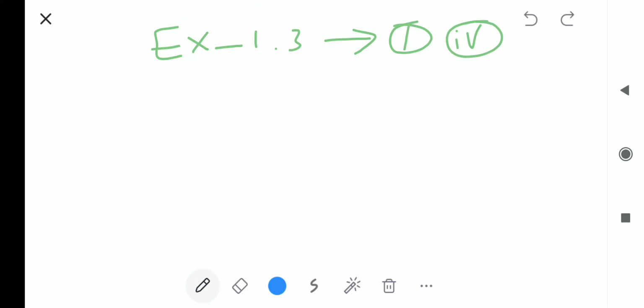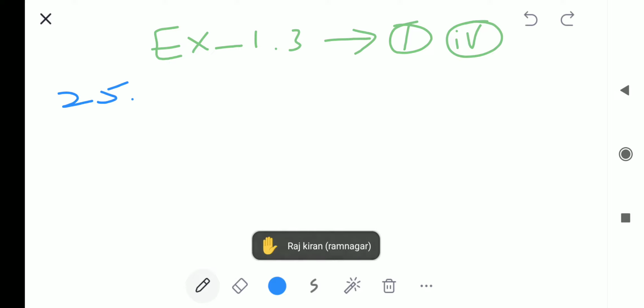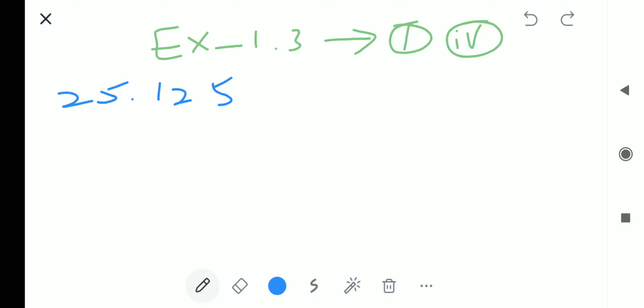The given number, children, is 25.125. 25.125 is the given terminating decimal. As we have a decimal point, it is called a decimal, and the decimal ends with the digit 5. It's not repeating. There is no bar also. That's why this is called a terminating decimal.